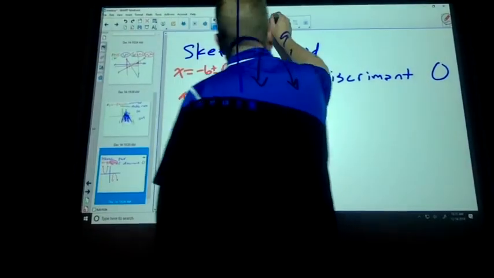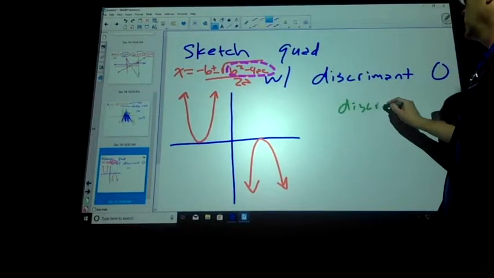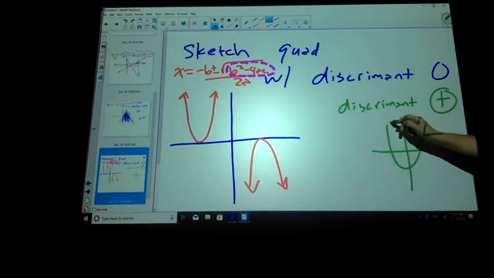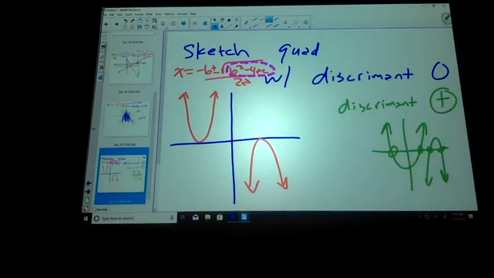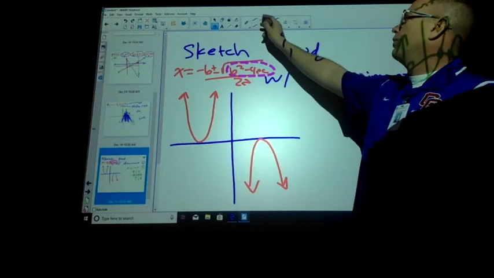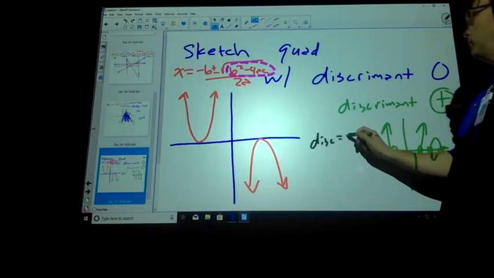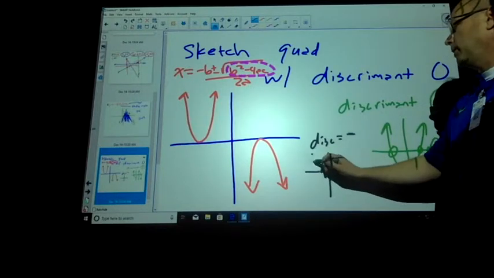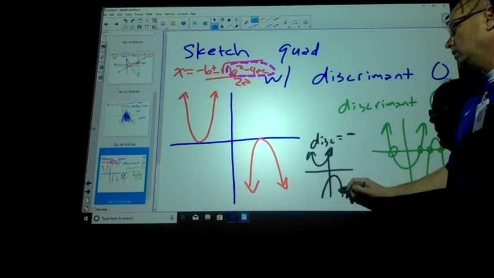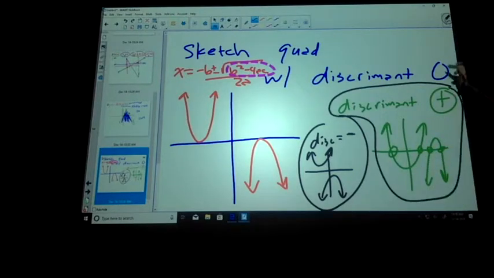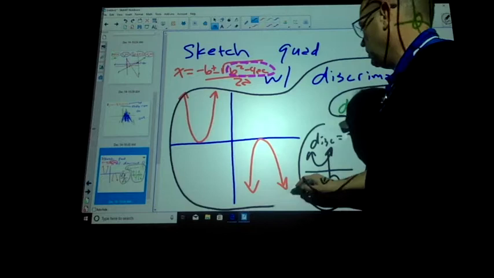So if that discriminant is some positive number, I don't care what positive number, your graph's either going to do this or it's going to do this. It's going to cross the x-axis twice. And just the last one, just in case for you study hard people, if your discriminant is equal to a negative number, your parabola does not cross the x-axis. So it's one of those. So that's negative, that's your positive, and if it's 0, it kisses it, bounces off of it.